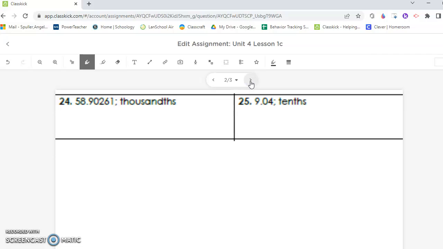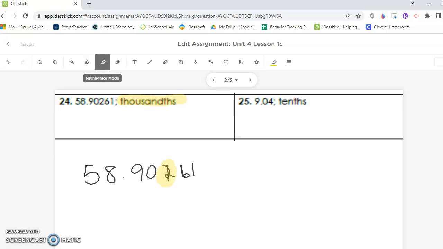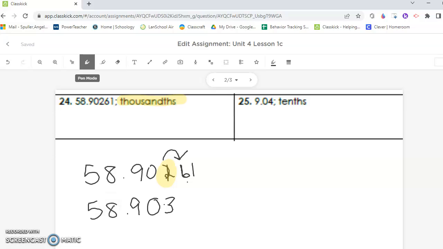All right, let's try this one together. These two together, actually. Thousandths. Write our number: 58 and 90261. Oops, this should have been a 6. Okay, highlight the thousandths. Oops, I didn't get my highlighter, did I? That was a 2. So let's go backwards here and look at the 6. 6 tells this 2 to become a 3. Everything in front stays the same. Everything behind it becomes, that's right, zeros. So we have 58 and 903 thousandths.